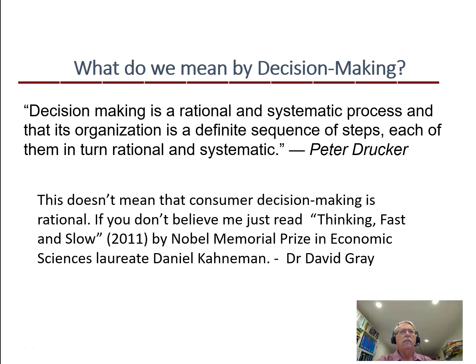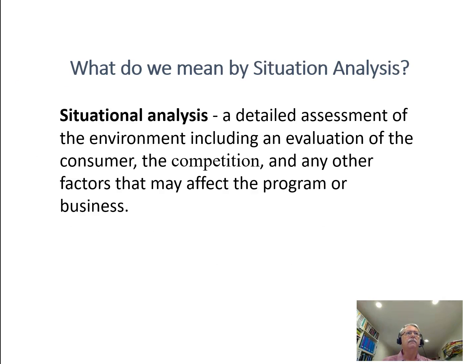Let's talk about what we mean by decision making. Quite a long time ago, Peter Drucker talked about decision making being a rational and systematic process, defining the sequence of steps, etc. Now, this may be true in relation to the kind of exercise that we're developing, but it's not true in relation to consumer decision-making in general. It doesn't mean that consumer decision-making is rational. If you don't believe me, just read Thinking Fast and Slow by Daniel Kahneman. And he talks about the basis of heuristics, consumer biases, all these kinds of things in behavioral economics.